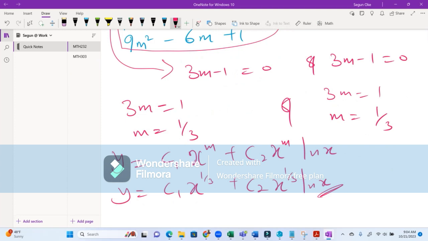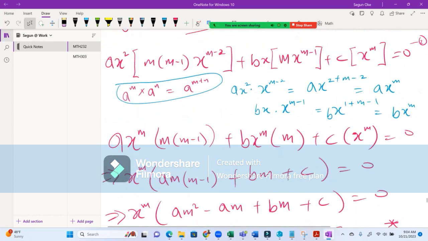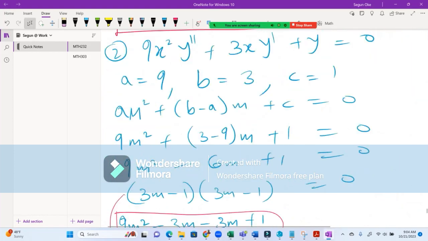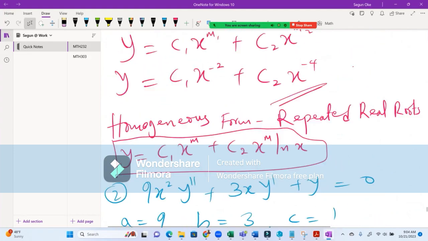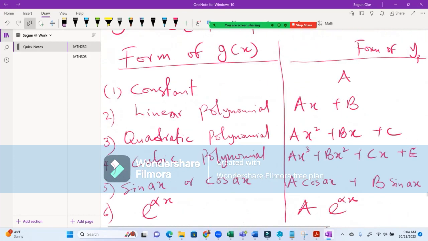Now, we've done the two equations. When you have, don't forget, we are talking about homogeneous. This is your g of x. Let's go back to the beginning. Remember what I told you? When your g of x equals 0, that is what we did now. But when my g of x is not equal to 0, what will happen? That is when we use this table. Master the table, please.